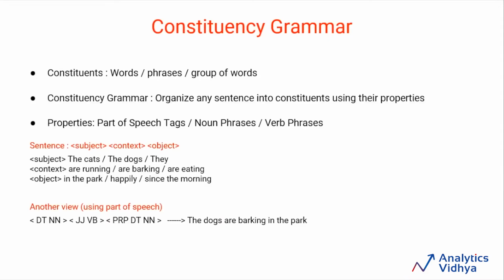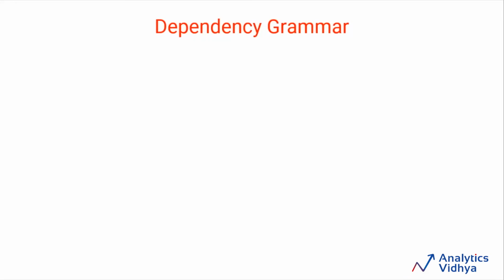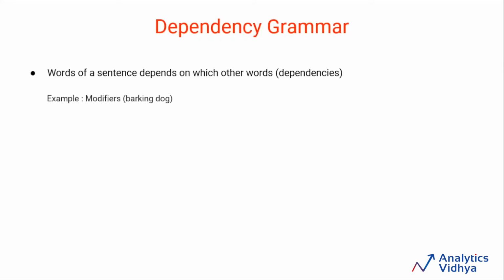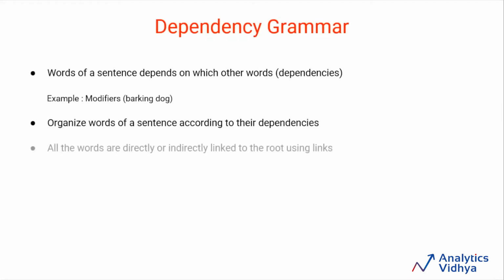A different type of grammar is the dependency grammar, which states that words of a sentence are dependent upon other words of the sentence. For example, in the last sentence, barking dog was mentioned and dog was modified by barking, as the dependency adjective modifier exists between the two. Dependency grammar organizes the words of a sentence according to their dependencies. One of the words in a sentence acts as a root, and all the other words are directly or indirectly linked to the root using their dependencies.